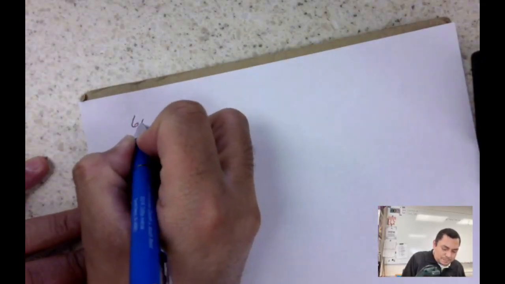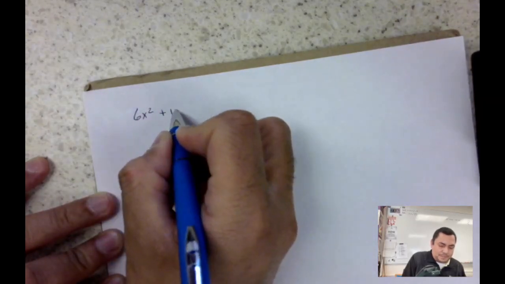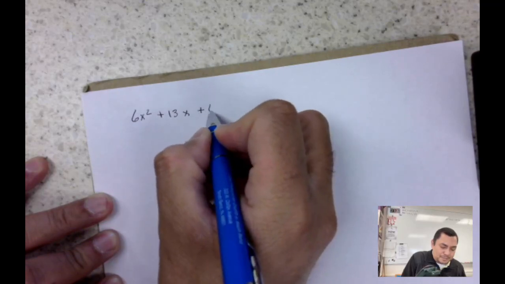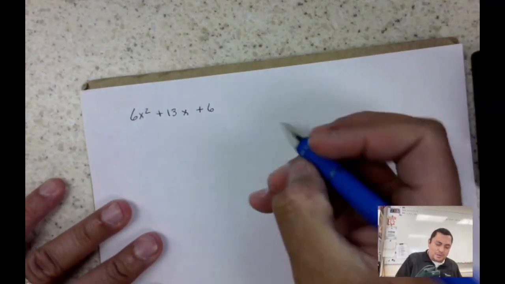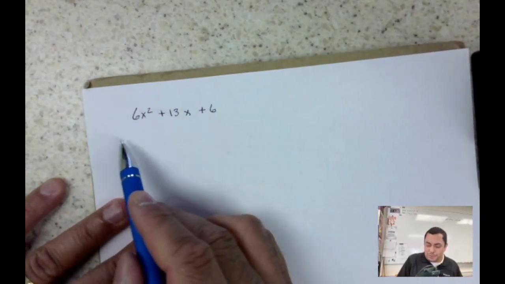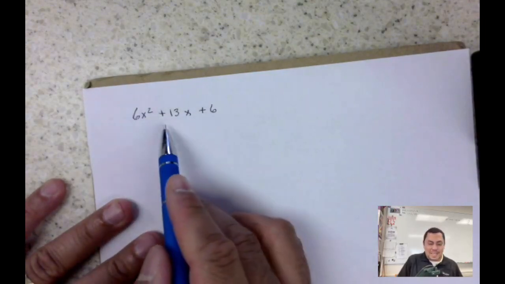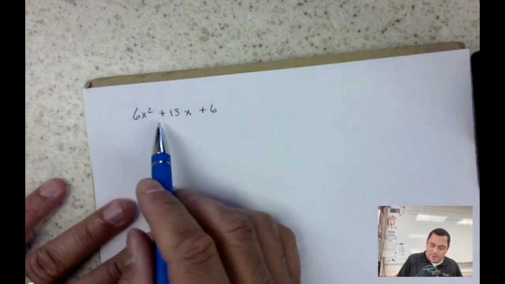So the next problem that I have is 6x squared plus 13x plus 6. Remember, I'm not going to have all the steps here, I'm just going to continue. Step number 1, we need to make sure there is no greatest common factor in this trinomial. So I have 6, 13, 6. 13 is a prime number, so we cannot extract a greatest common factor.